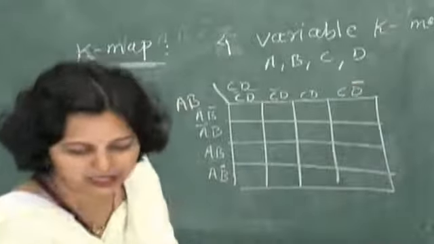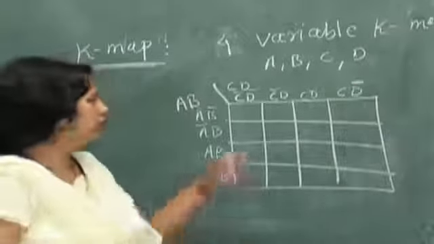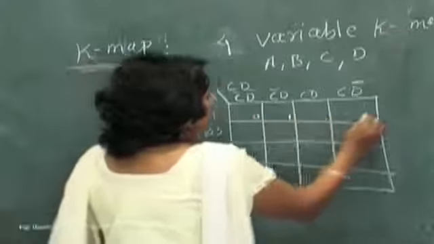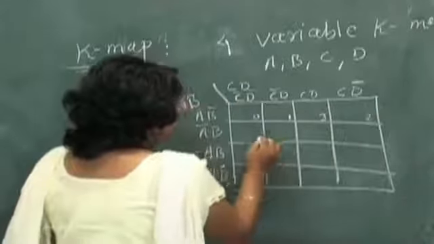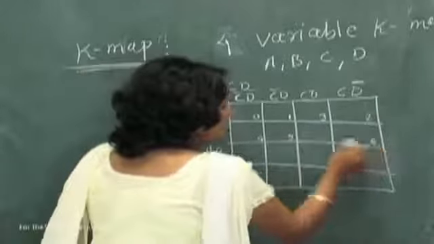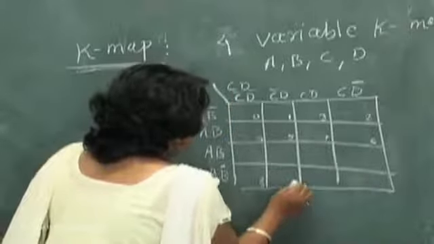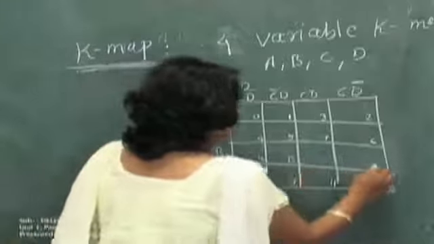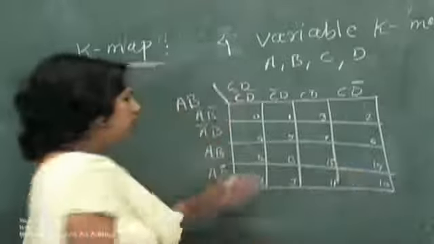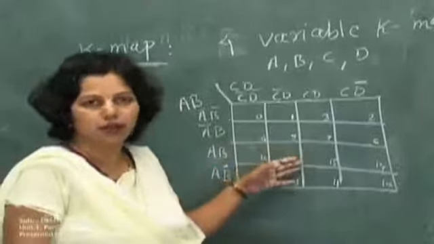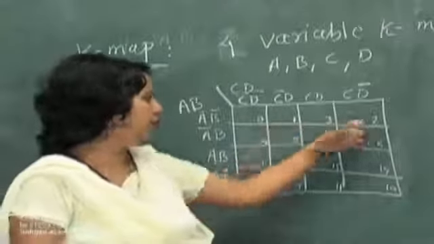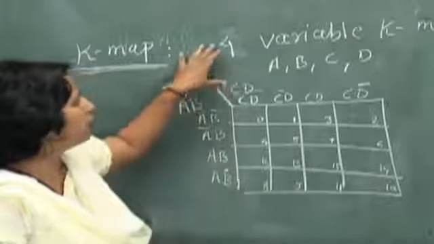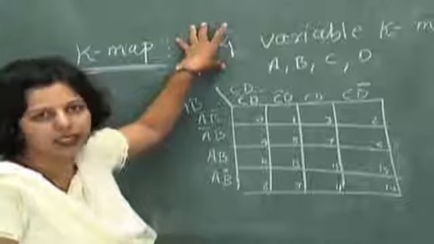And if it is written in the standard SOP form or the min terms form, it will be written like this: 0, 1, 2, 3, 4, 5, 6, 7, 8, 9, 10, 11, 12, 13, 14, and 15. This is nothing but the decimal number of the equivalent binary number. So this is M0, M1, M3, M2, M4, M5, M7, M6, and so on. This is where we are using the 4 variable K-map with the min terms.